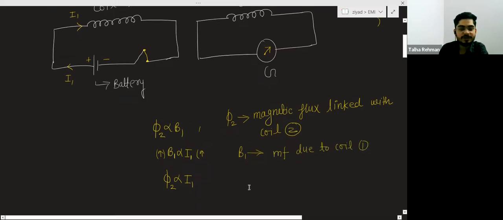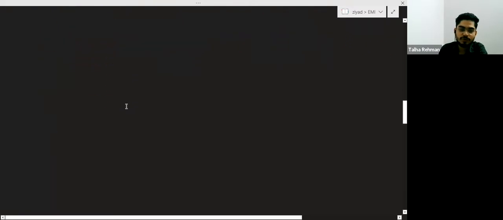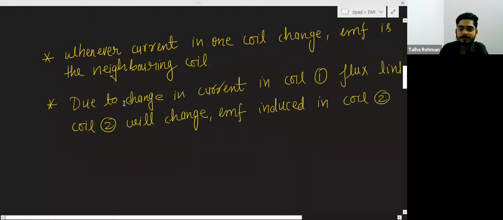So I have already written the statement here. Whenever current in one coil changes, EMF is induced in the neighboring coil. Due to the change in the current in the coil, the flux linked with the coil will change and EMF is induced in coil number 2. There is one more thing here.